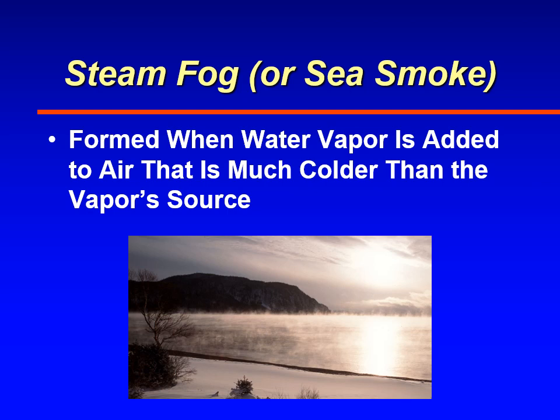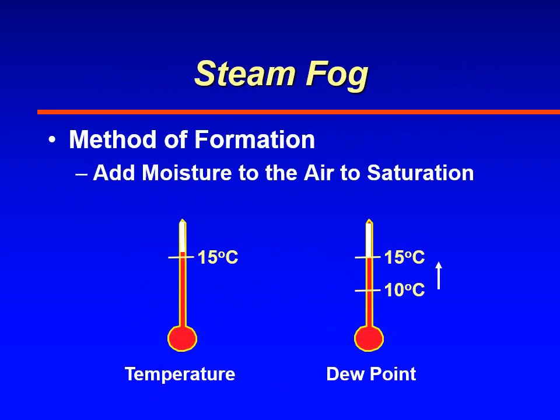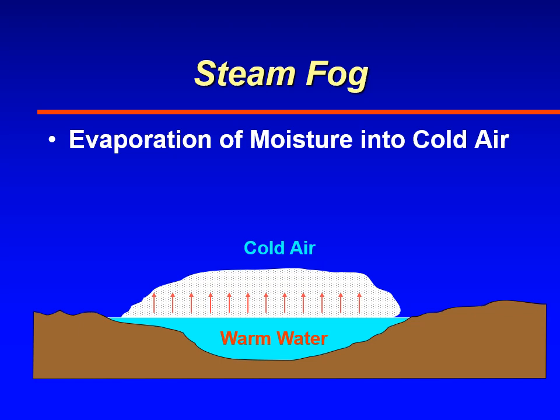Steam fog is another kind of fog that forms when water vapor is added to the air. This is a little bit different from the previous ones, where we were cooling the air. So in this case, you're adding moisture to reach saturation, meaning that the dew point will go up. What happens is, typically over a warm body of water, you'll have evaporation. If the air is much colder than the surroundings, then as the water vapor enters the cold air mass, it almost instantaneously condenses and produces a fog over the warm water.